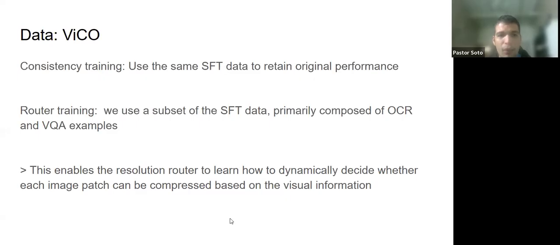And this is for the vision router that I mentioned. We had consistency training, which used the same dataset as the supervised fine-tuning, and they did it to retain the original performance of this stage. And for the router training, they use a subset of the supervised fine-tuning data composed primarily of OCR and VQA examples. And yeah, so this enables the resolution router to learn how to dynamically decide the compression of the image.